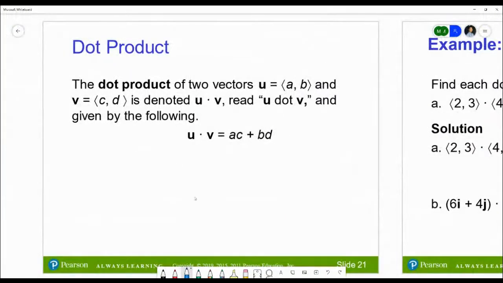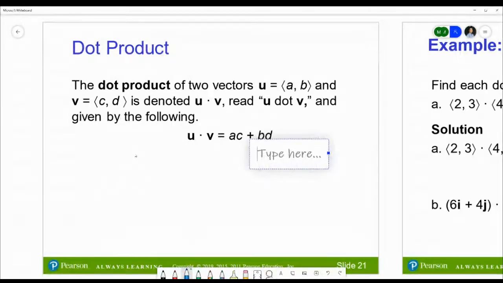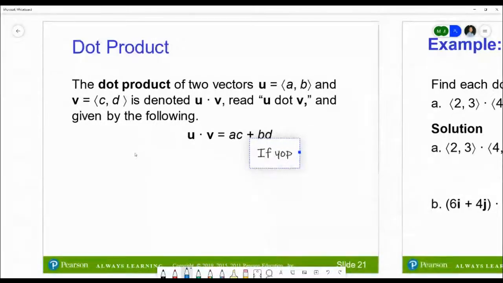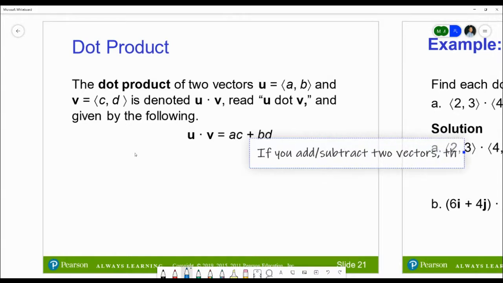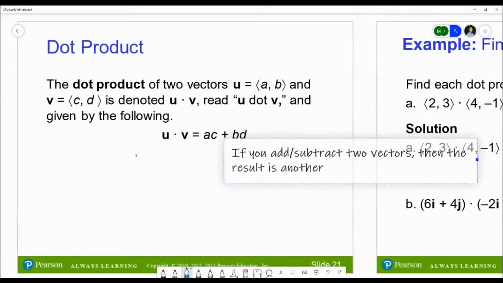All right, so the dot product. Dot product is a little bit confusing. You can think of dot product as multiplying two vectors. But the thing about this is that if you add or subtract two vectors, then the result is another vector.